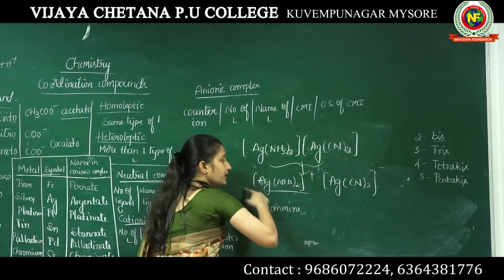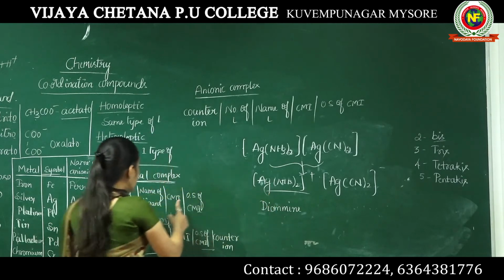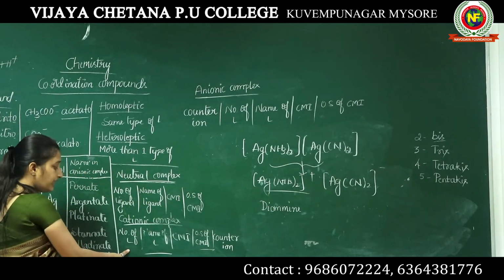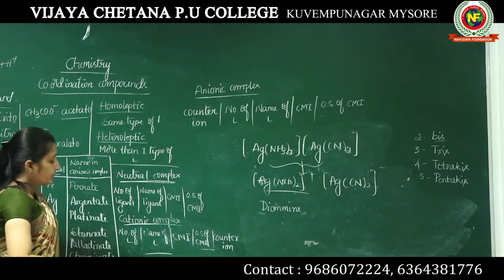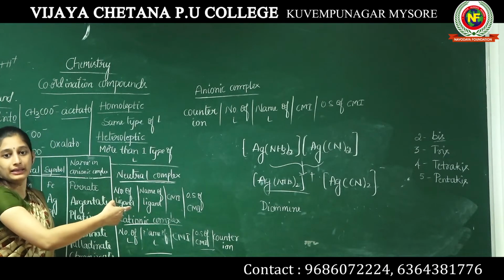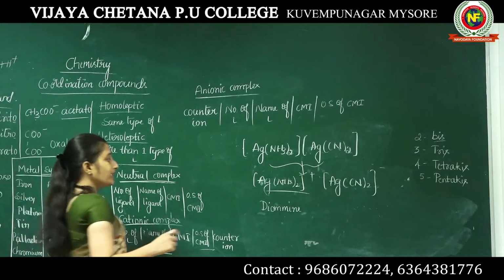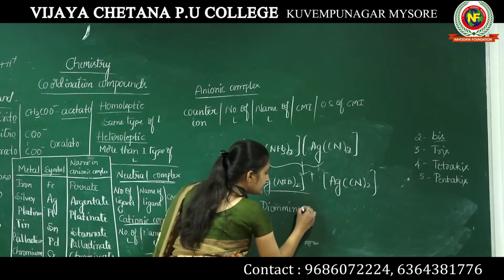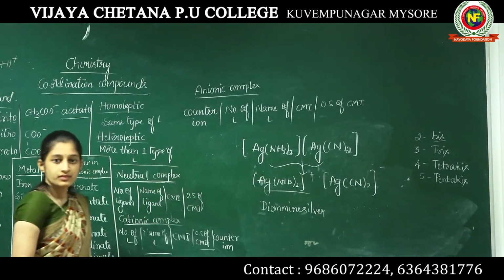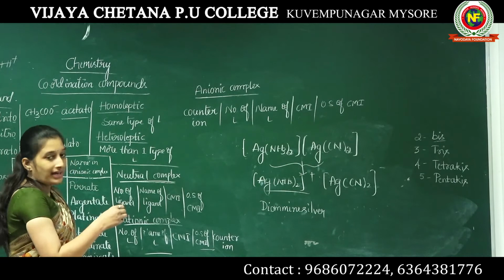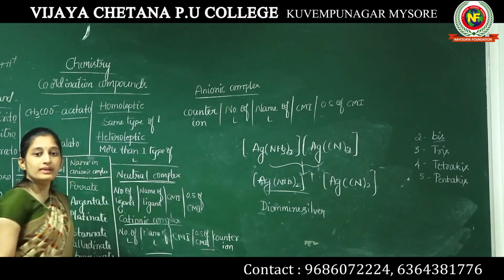This is a cationic complex. Cationic complex rule: number of ligands 2, that's why di. Name of the ligand, ammine. Central metal atom is Ag. Ag means silver. Correct, no? Diamminesilver, and then the oxidation state of the central metal ion.